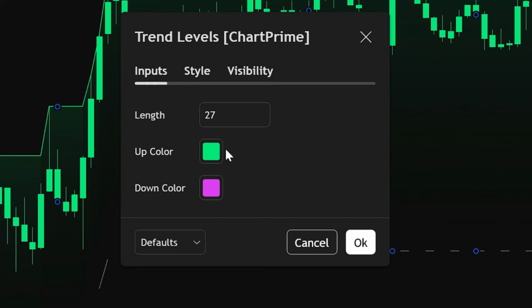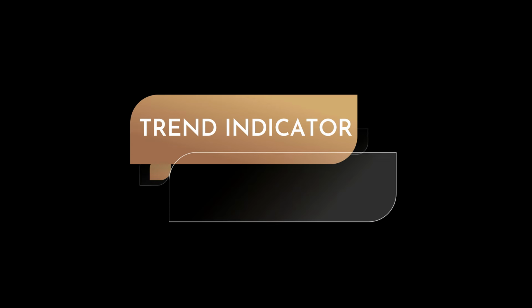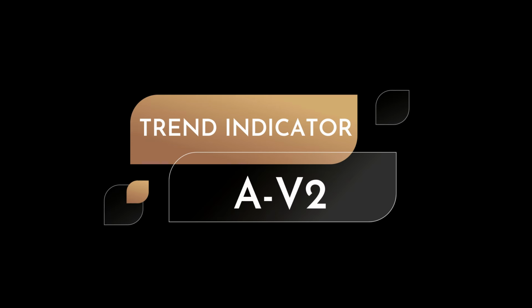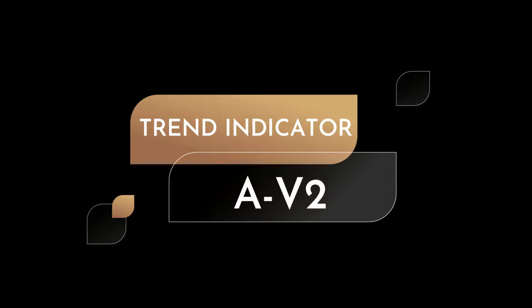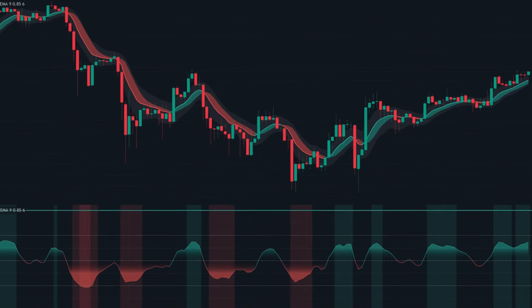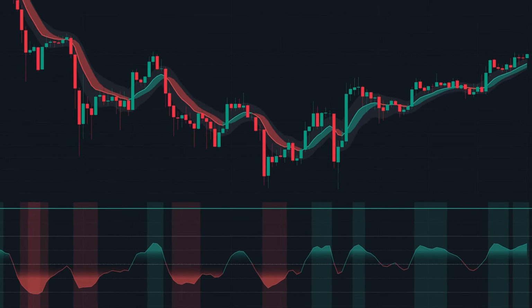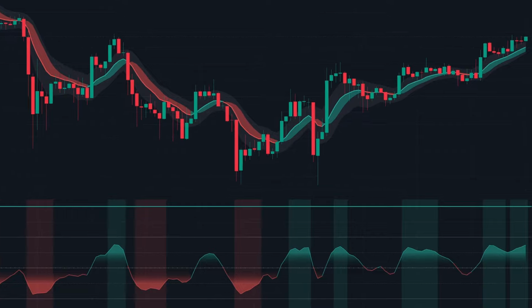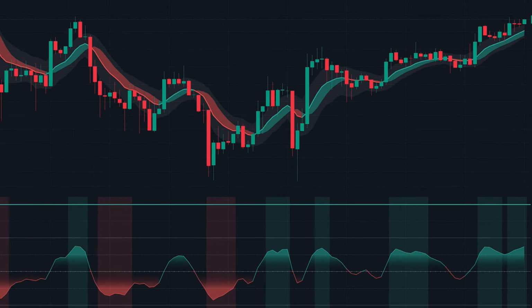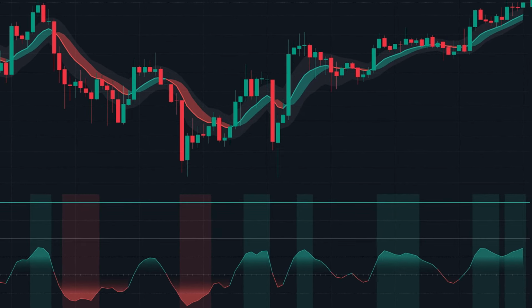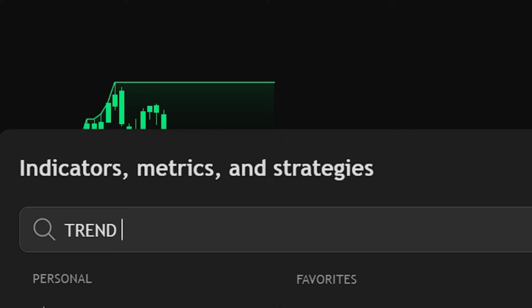The second indicator is called Trend Indicator A-V2. This is an open-source TradingView script designed to show the overall market direction using moving averages and smoothed Fibonacci calculations. To add it, go back to the indicator section again, and this time search for Trend Indicator A-V2 and apply it to your chart.